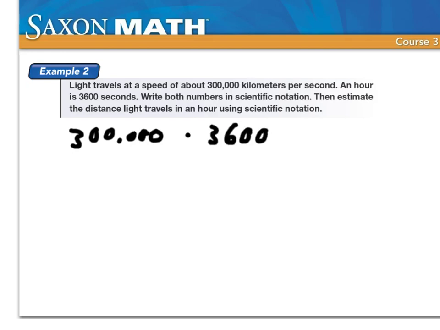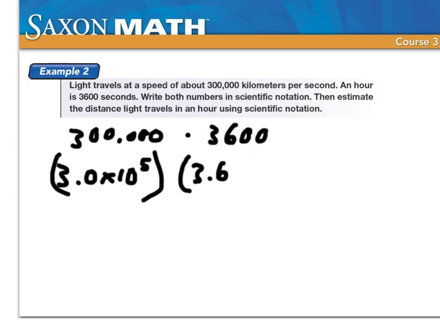3,600. Okay, it says to write both numbers in scientific notation, so we're going to do that. We're going to take 300,000 and make it 3.0 times 10, and if I put the decimal in here, it would be 5 spaces after the decimal, so times 10 to the 5th power. And we're going to multiply that by, well, in this number I'd have to put the decimal between the 3 and the 6 to make a number between 1 and 10, times 10 to, and if I put the decimal in here, that's 3 spots after the decimal.